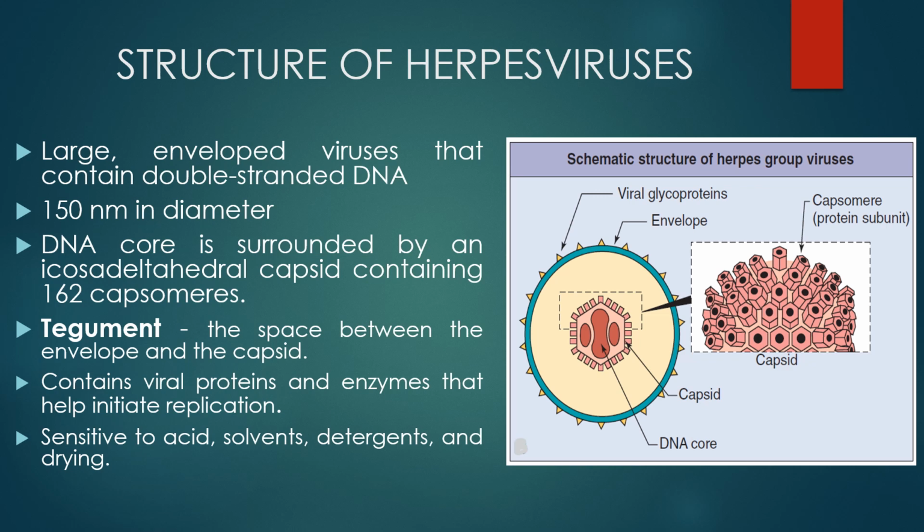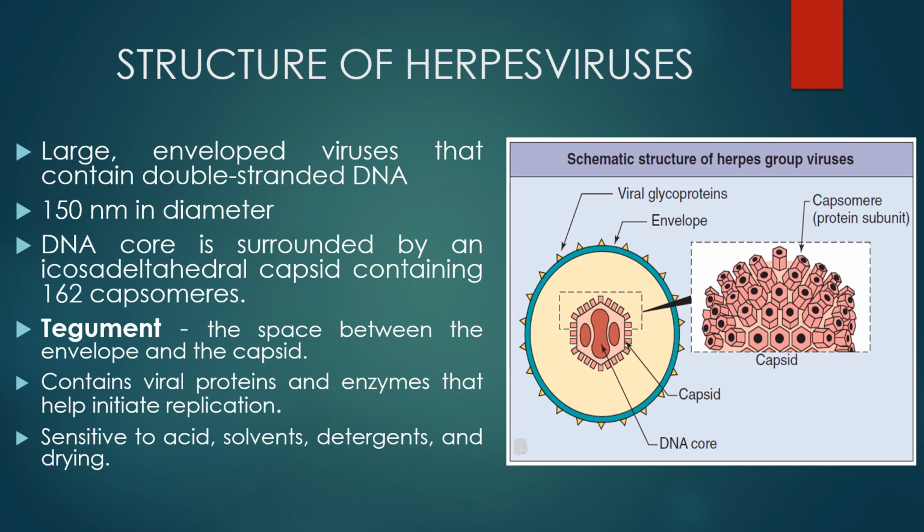Structurally, these herpes viruses are large enveloped viruses that contain double-stranded DNA as their genetic material. The virion size is approximately 150 nanometers in diameter. Herpes viral genomes are linear double-stranded DNA, but they differ in size and gene orientation. The DNA core is surrounded by an icosahedral capsid containing 162 capsomeres. This capsid is enclosed by a glycoprotein-containing envelope.